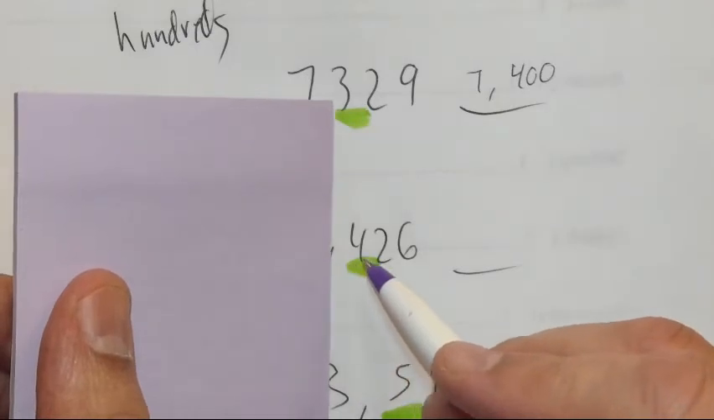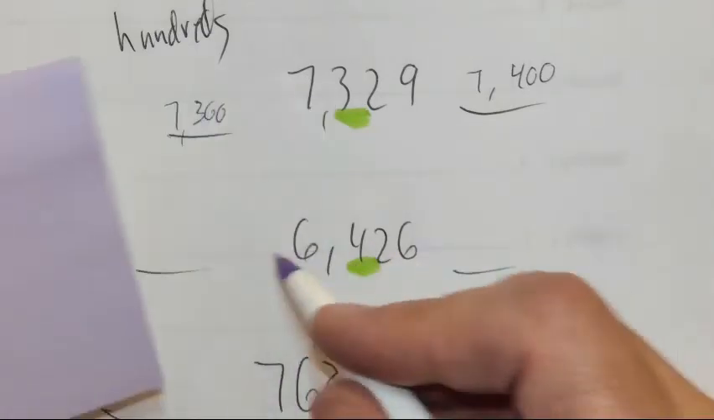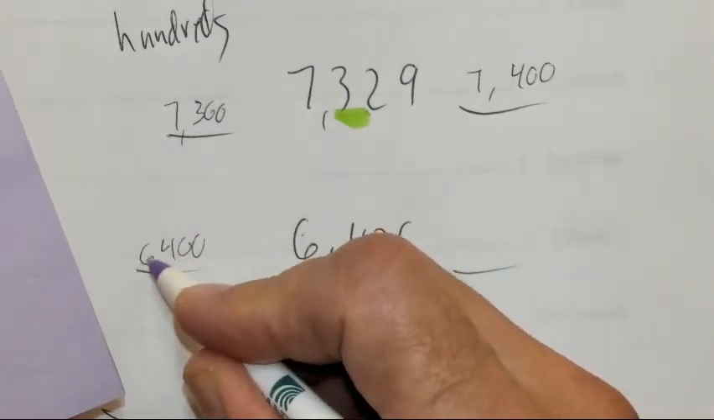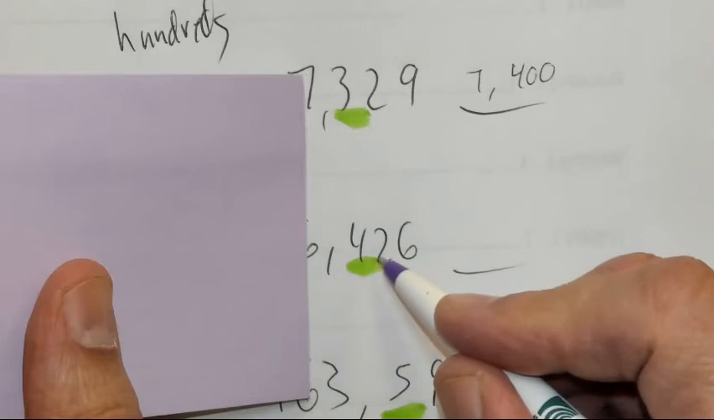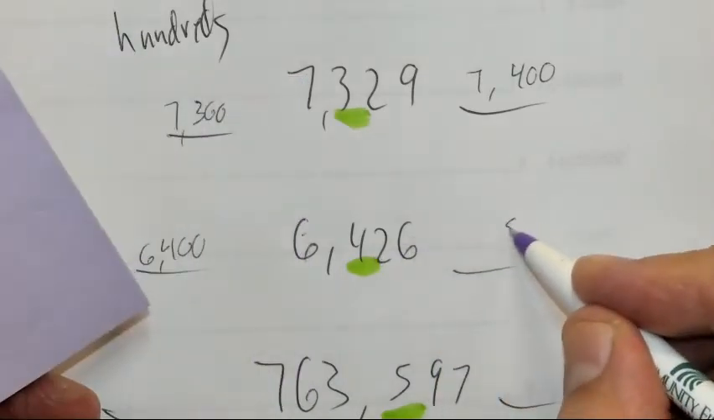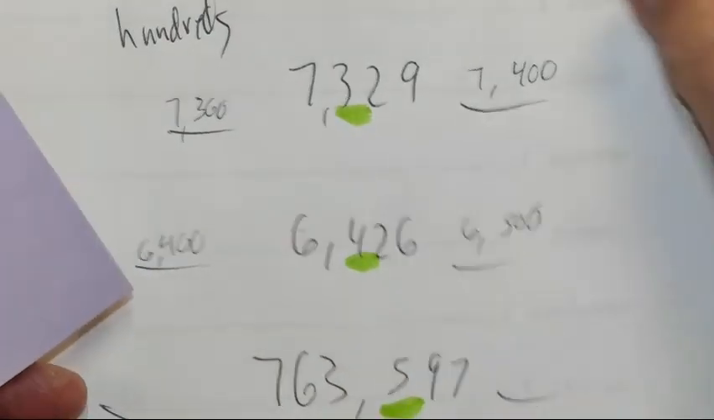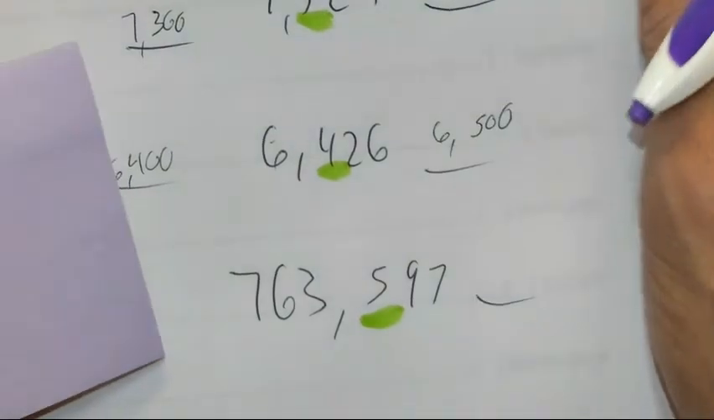Same thing here. We can cover that 1,000 place. I can put that 4 right there to make that 400. And 6,000: 400 is low. And the high above 400 is 500. And 6,500 is between.